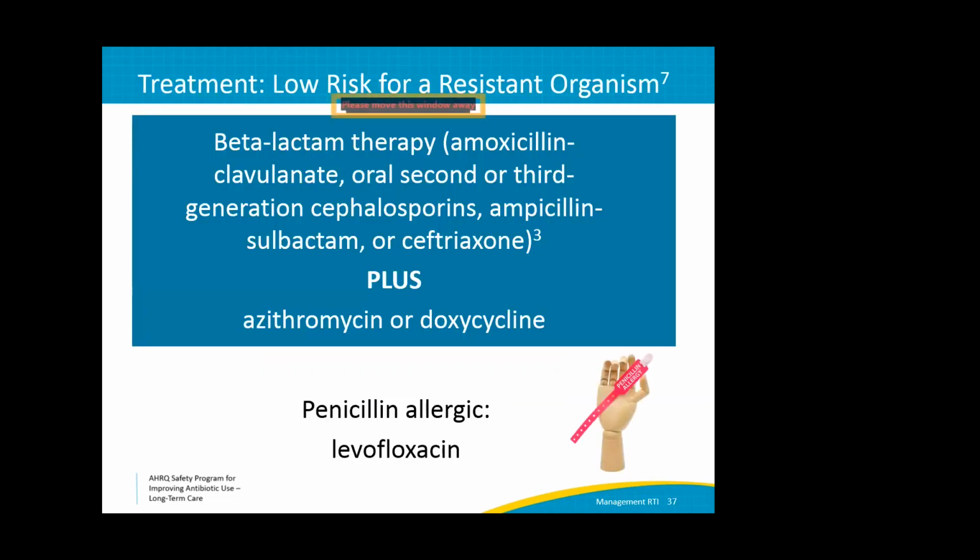So for a patient who's at relatively low risk for infection with a resistant organism like Mary, your mainstay of treatment is typically going to be a beta-lactam antibiotic, such as amoxicillin clavulanate, aka Augmentin, or for a patient with mild penicillin allergy, you might consider an oral second or third generation cephalosporin, like cefpodoxime or cefdinir. If the patient's not able to tolerate PO antibiotics, you could use something like ampicillin sulbactam, aka Unasyn, or an IV second or third generation cephalosporin like ceftriaxone.